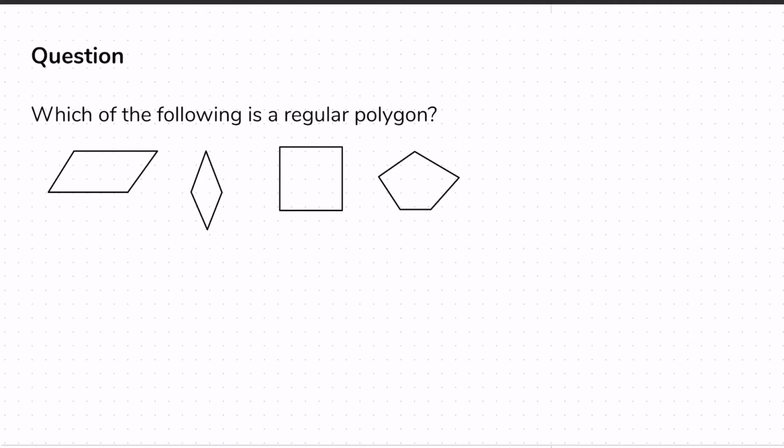Now, this question is asking us to identify the regular polygon, and a regular polygon really leans into the word regular, right? It's a polygon that has the same sides, so that is the same distance or length, and it's a polygon that has the same angles. So each interior angle is the same. So not added all together, each one individually looks the same.